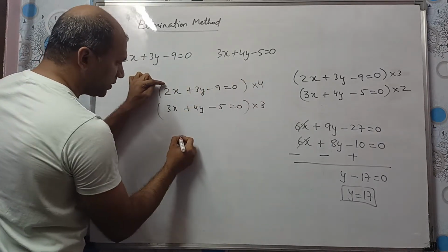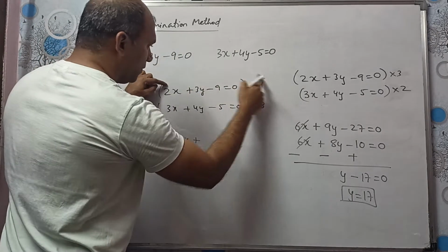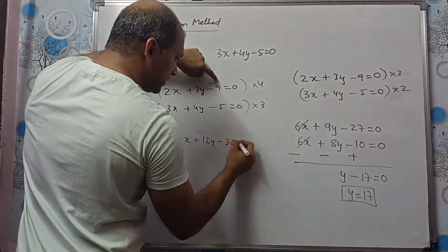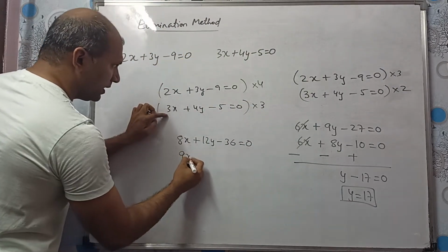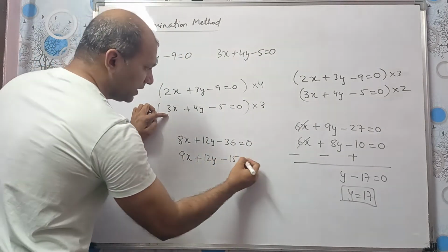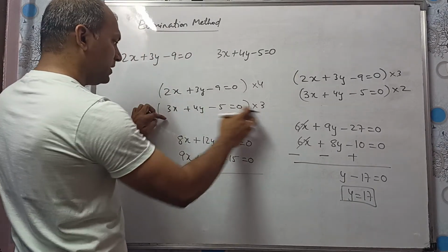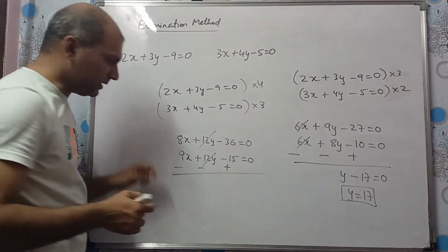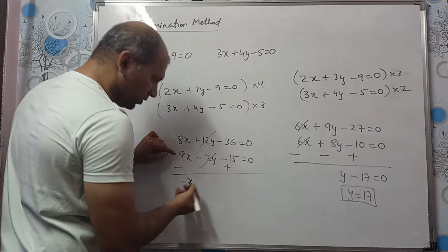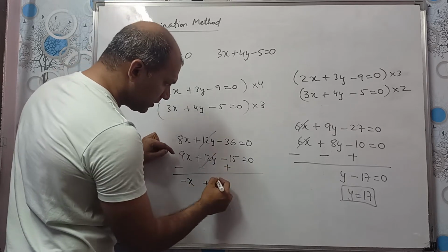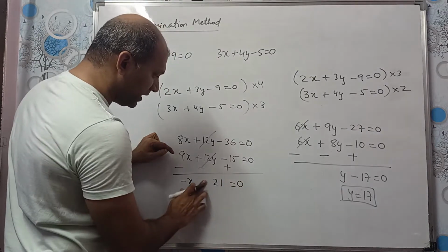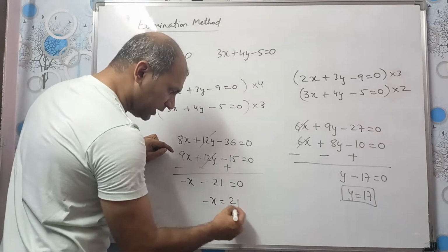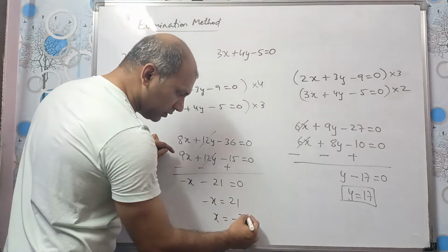So what will be the resultant equation now? It is 8x, 4 into 2x, 8x, 4 into 3, 12y, minus 36 is equal to 0. 9x plus 12y minus 15 is equal to 0. 9x, 12y and 15. Okay, change the signs. So y values will get cancelled. 8 minus 9, minus 1x or minus x. This is plus 21 equal to 0. Sorry, minus 21. So this will be minus x is equal to 21. This 21 goes on the other side, or x is equal to minus 21.